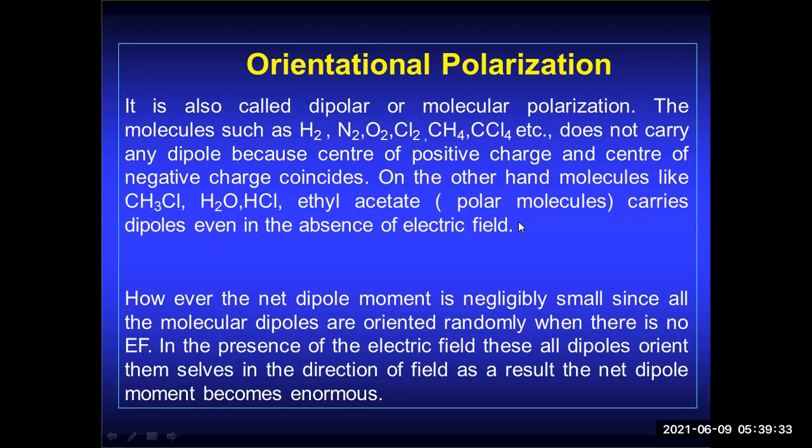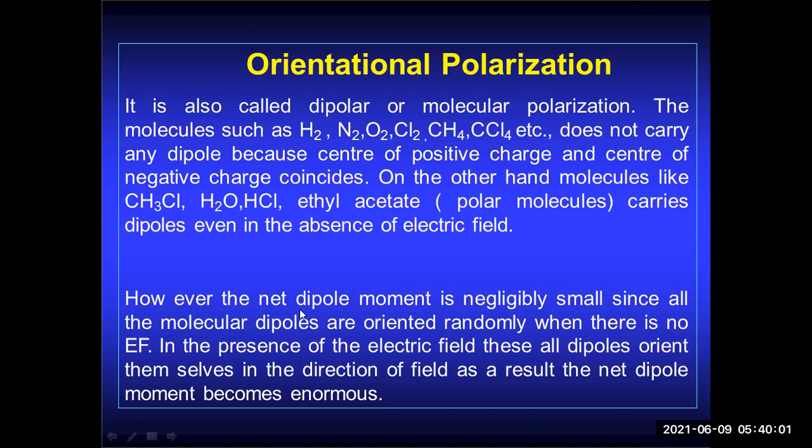These non-polar and polar molecules exist inside dielectric materials. If the center of the positive charge and the center of the negative charge coincide, we say they are non-polar molecules. If they do not coincide, we say they are polar molecules. The polar molecule examples are H2O and HCl, and the non-polar molecules are H2 and N2. Why do we need to understand this polar and non-polar distinction?